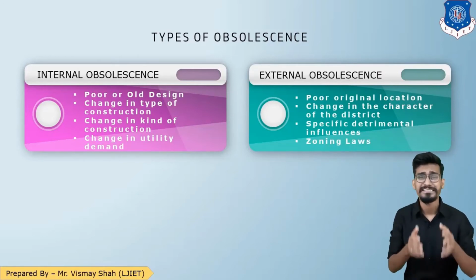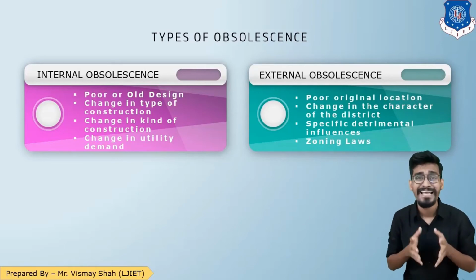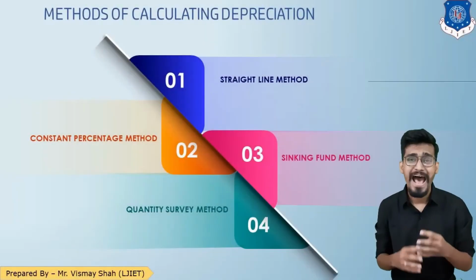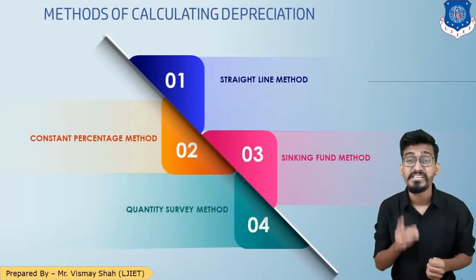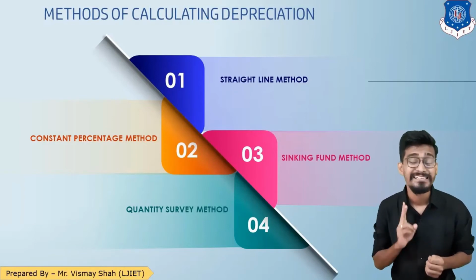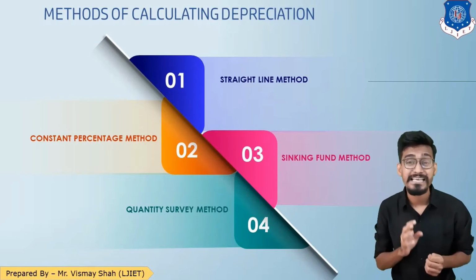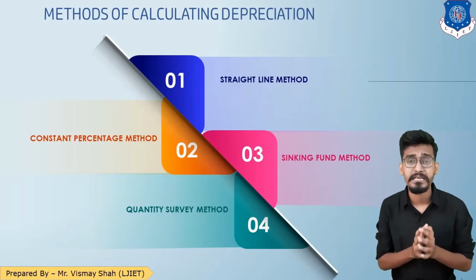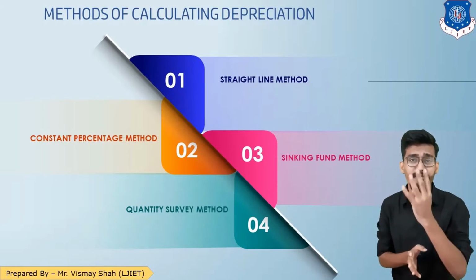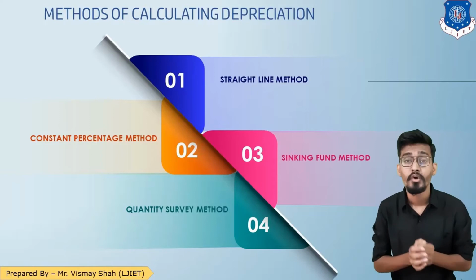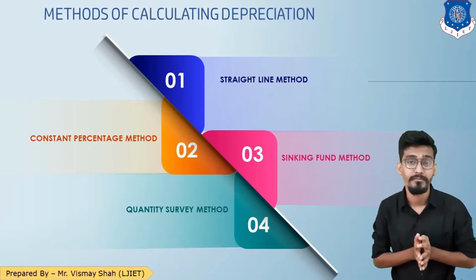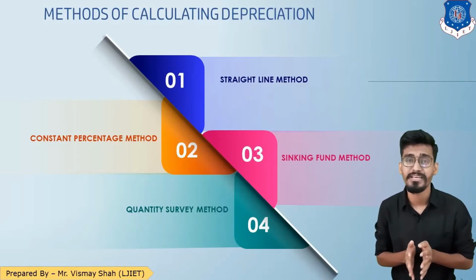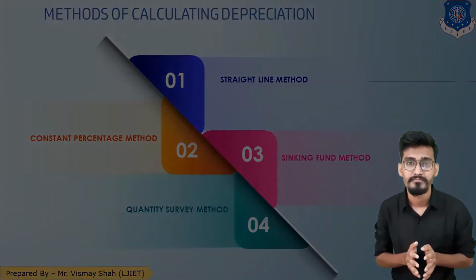Now moving towards our last topic of the discussion, that is methods of calculating the depreciation. There are four kinds of methods. First, straight line method. Second, constant percentage method. Third, sinking fund method. And the last is quantity survey method. These are the four methods which are used to calculate the depreciation. Starting with the first method, which is the straight line method.